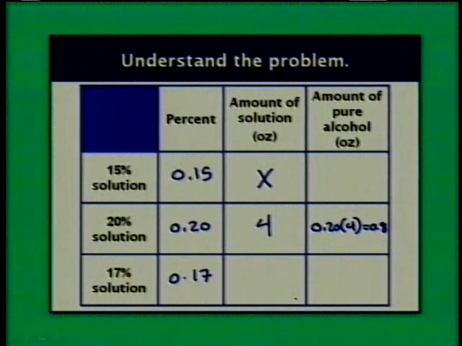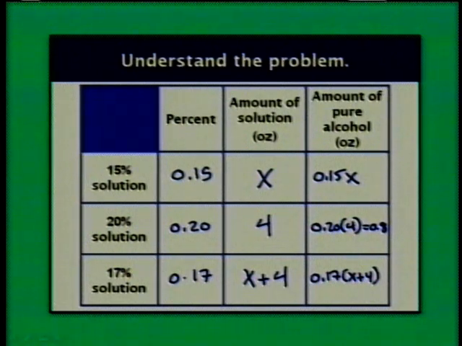Now, how much do we end up with altogether? Well, if I add the amount of 15% solution to the amount of 20% solution, that should tell me the total amount of solution that I have. So this is going to be X plus 4. I'm summing up the amounts of solution. Now let's think about the amount of pure alcohol. Well, if I have X ounces of 15% solution, then 15% of that is pure alcohol. And if I have X plus 4 ounces of 17% solution, then 17% of that is pure alcohol.